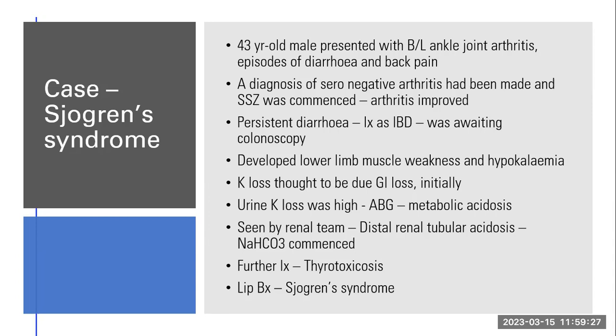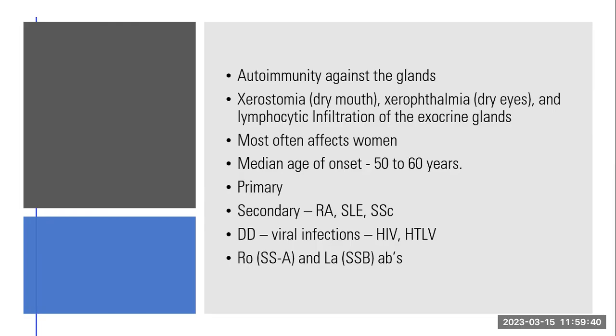So the patient has multiple autoimmune diseases here. And then we suspected that this could be Sjogren's. So we proceeded with a minor salivary gland biopsy, and Sjogren's was confirmed. So what is Sjogren's? Sjogren's is mainly autoimmunity against our own glands. So the common symptoms are sicca symptoms, dry mouth, dry eyes, due to lymphocyte infiltration of exocrine glands, and unfortunately, it too commonly affects women. So the median age of onset is 50 to 60 years.